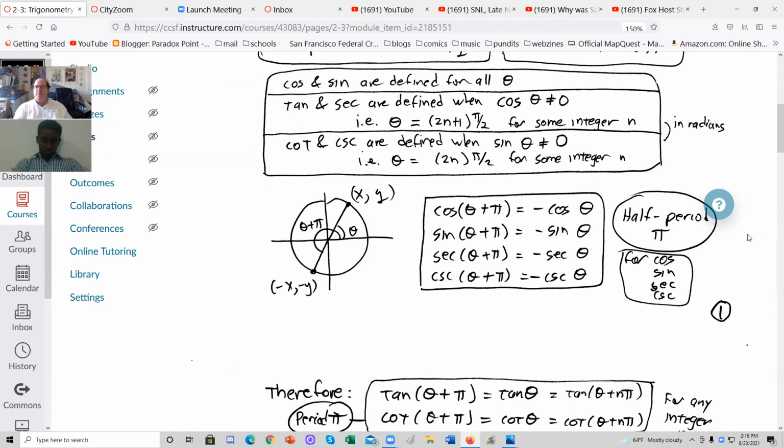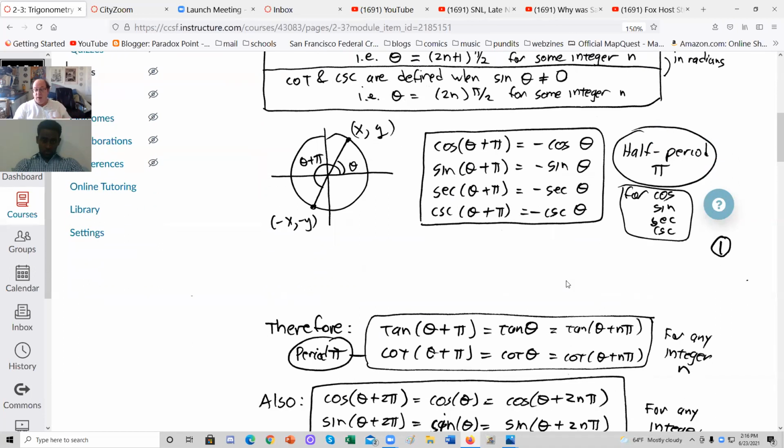I call this a half period identity, half period of pi. They don't actually give it a name in the book, but I think it's a useful concept. So if you add 180 degrees to theta, then cosine, sine, secant, and cosecant flip to their opposites for a half period.